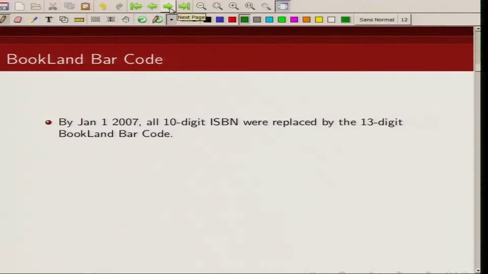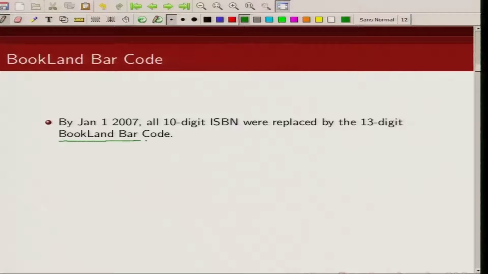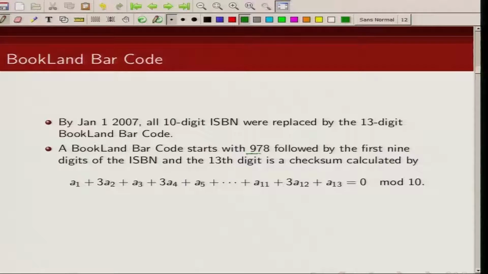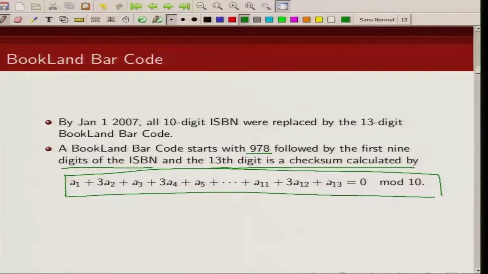Okay. Now, by 2007 all these ISBN numbers were replaced by this 13-digit BookLand barcode number. And what are these BookLand barcode numbers? A BookLand barcode number starts with 978 and then is followed by 9 digits of ISBN number, and the 13th bit is a checksum which is calculated in this particular way. Okay. This is how we are computing the 13th bit, which is the checksum bit.